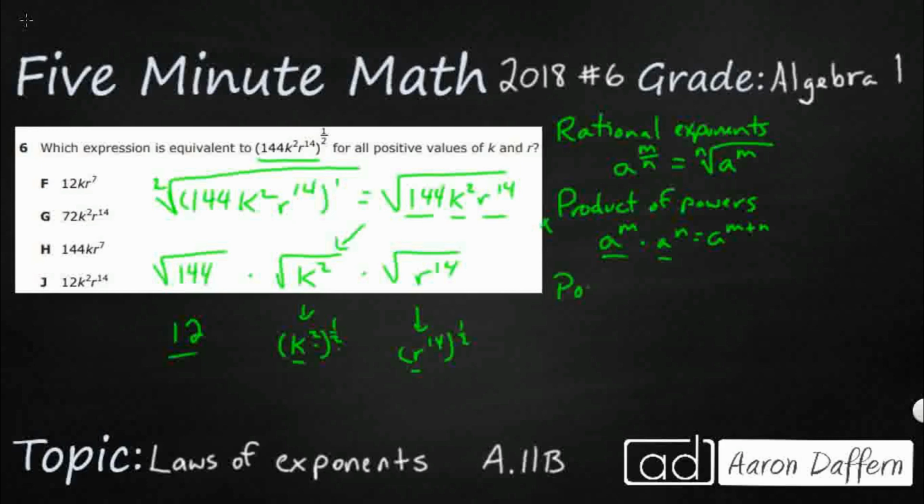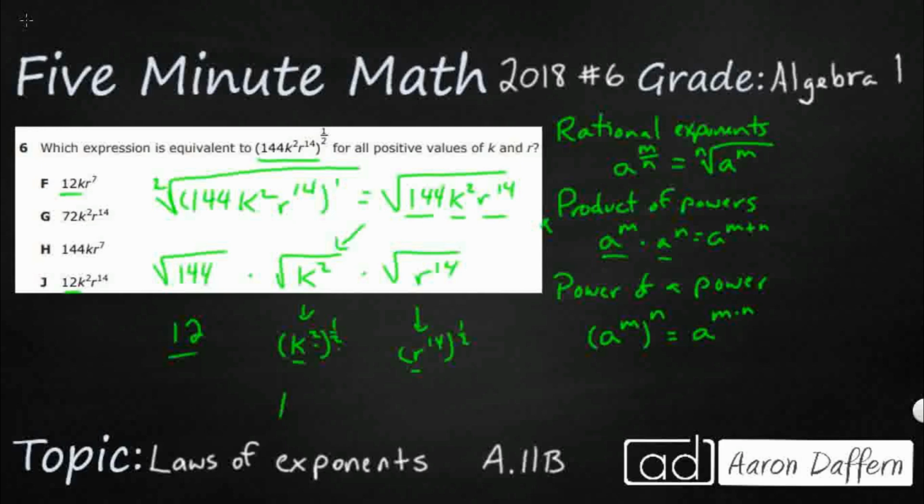We're going to use this one, power of a power. And this says if you have a to the m power, then you take that to the n power, which is kind of confusing because it looks like you're multiplying. Really what we end up doing is we take the same base and we multiply our powers, or our exponents. And that's what we have here. So we have this 12 just sitting there, which automatically makes me think F or J. But I've got this k squared to the 1/2 power. Well, that's a power of a power.